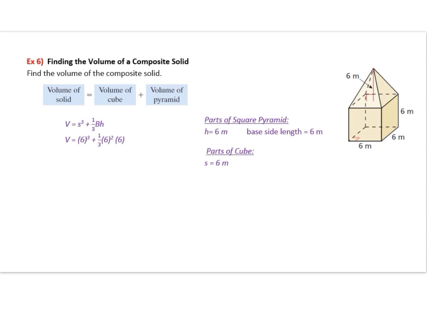Alright, so let's plug into our master formula here. So we have 6 cubed plus 1/3 times 6 squared times 6. And that all multiplies out to be 216 plus 72, combined to be 288 cubic meters. So the volume of our composite solid is about 288 cubic meters.